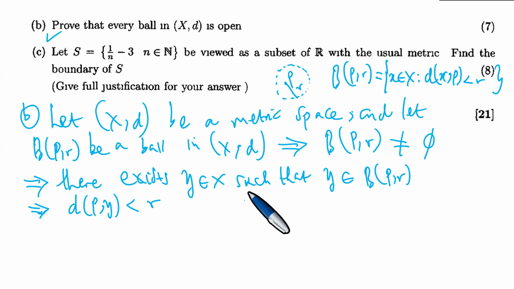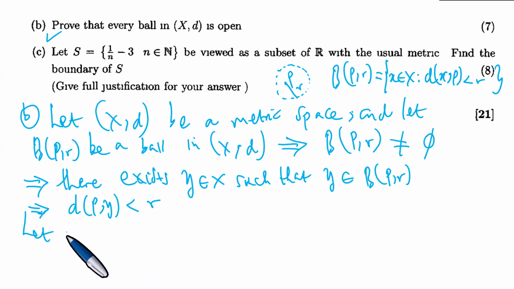Then there exists a y in X such that this is the case, and this implies that this distance is smaller than r. Because if you find a point y in the ball, then the distance between p and y is smaller than r by the definition of an open ball. So surely this is smaller than r. By dint of this, we're able to perform a wonderful construction.